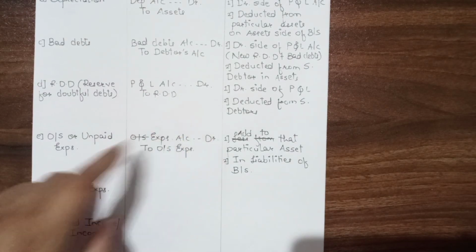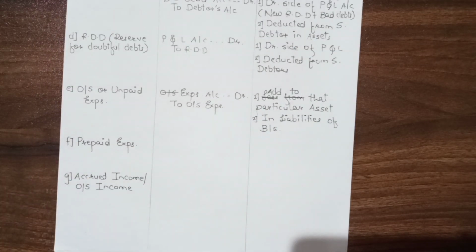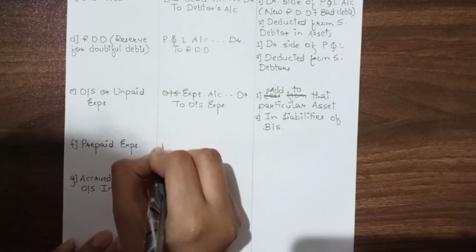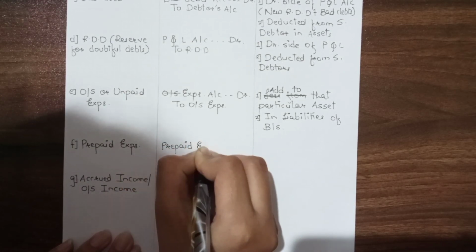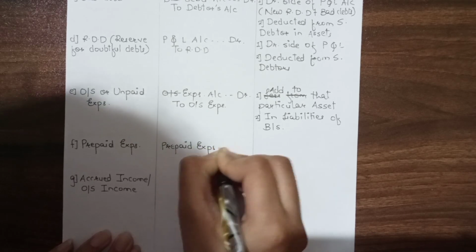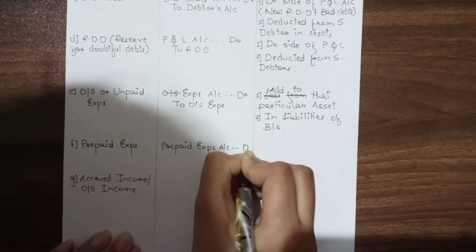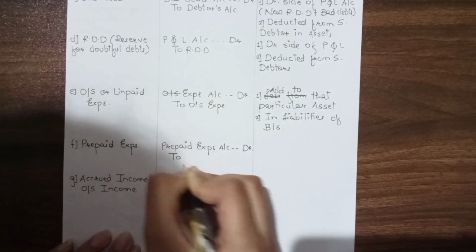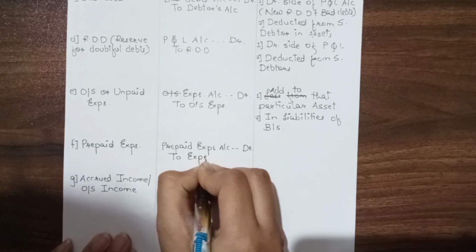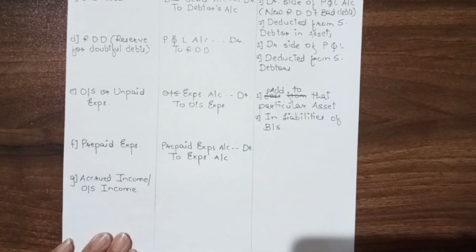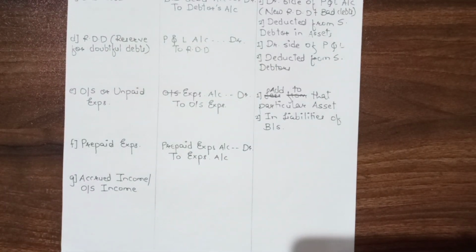Okay, next one, prepaid expenses. Now the first effect will be in the journal entry: prepaid expenses account debit to expenses account, with whatever expense on which it is being applied, so that particular expense is going to get the credit effect.